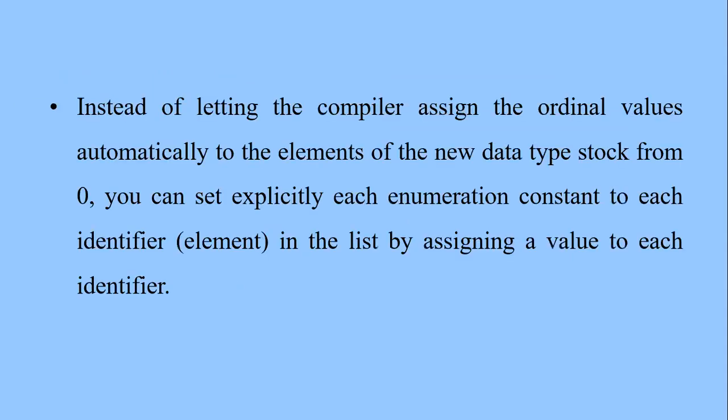Instead of letting the compiler assign the ordinal values automatically to the elements of the new data type stock from 0, you can set explicitly each enumeration constant to each identifier or element in the list by assigning a value to each identifier. In other words, you can change the default by deciding yourself what value is to represent which element in the new data type.